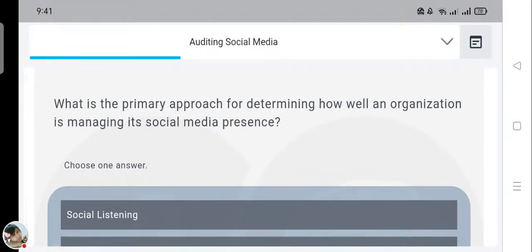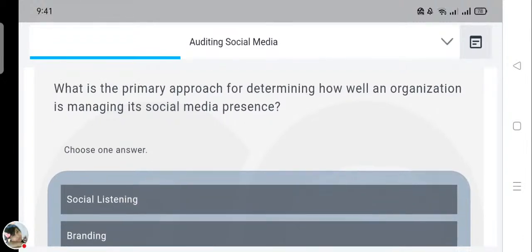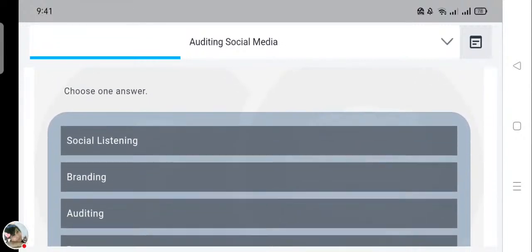What is the primary approach for determining how well an organization is managing its social media presence?